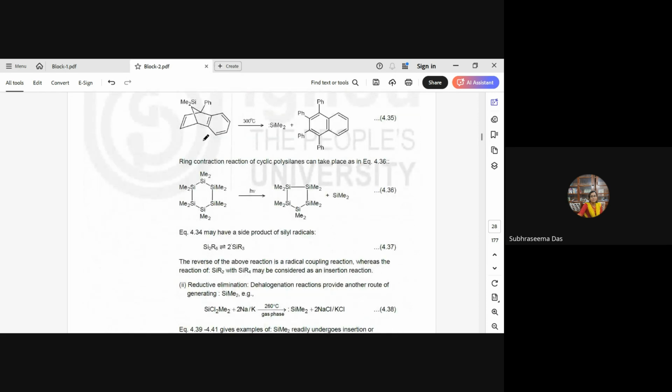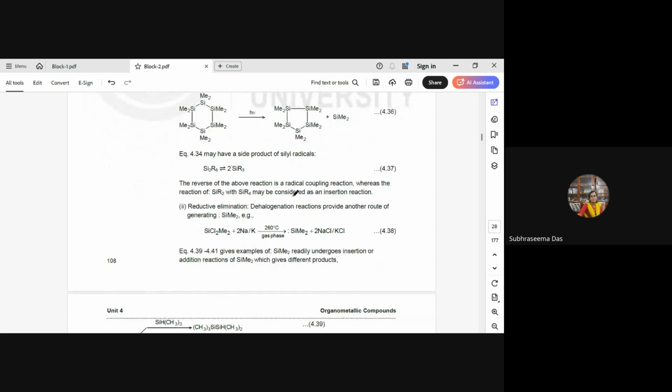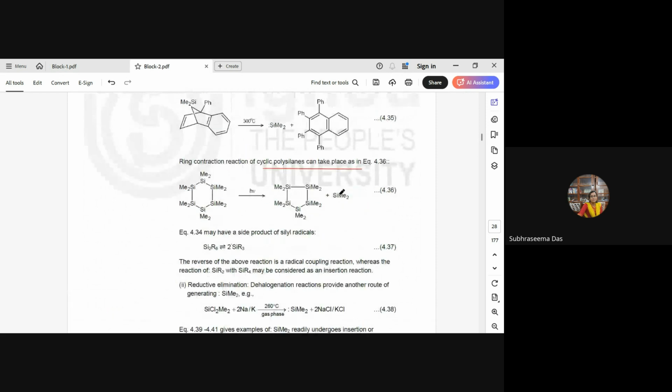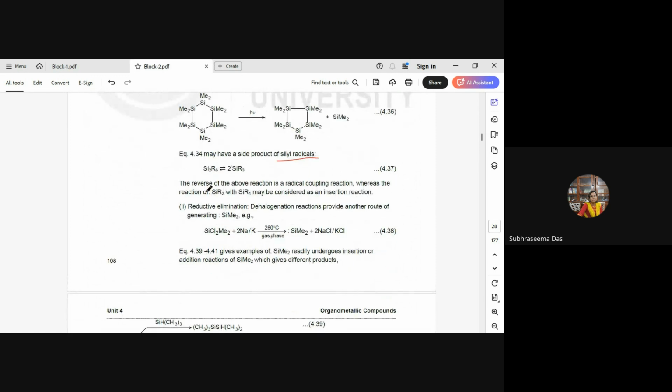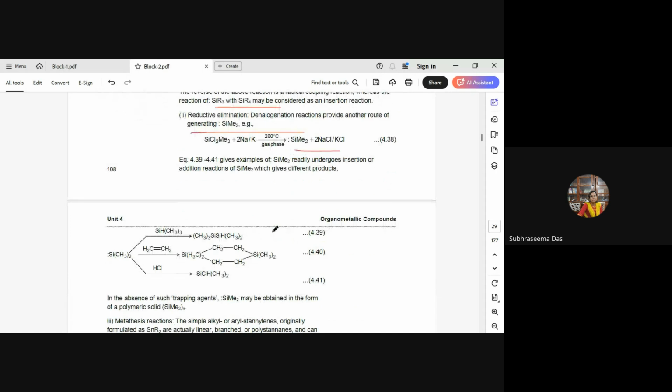Then, ring contraction reactions of cyclic polysilanes can also take place, as shown in equation 4.34. It may also have a side product of silyl radicals. The reverse of the above reaction is a radical coupling reaction, whereas the reaction of SiR2 with SiR4 may be considered an insertion reaction. Then there is reductive elimination. Dehalogenation reactions also provide another route of generating SiMe2. So here the SiMe2 can also be prepared by dehalogenation reactions.